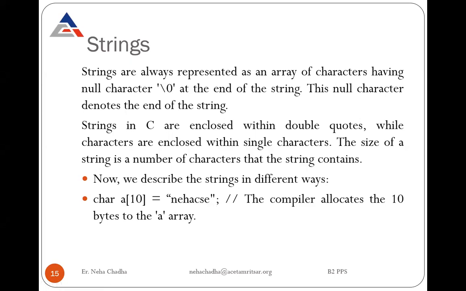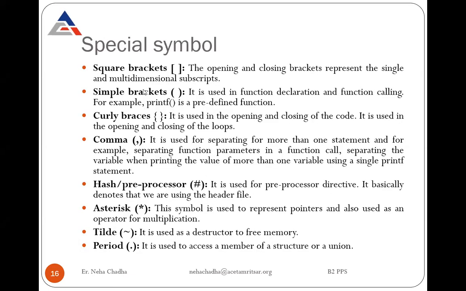This will be looked at with some complexity over here, that is, what is a string. You may skip it; we will do strings in detail. Then comes some special symbols over here. Special symbols are square brackets, simple brackets, curly braces, that is called parentheses, comma, hash, that is called preprocessor directive, asterisk sign, tilde, dot. These signs or symbols will be used in your future lectures.